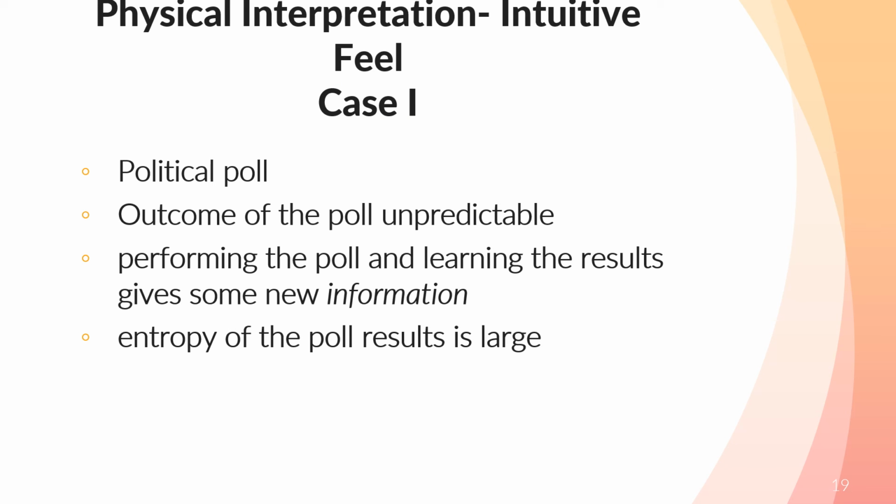Again, this mathematics can be understood by taking an example. Suppose we are taking a political poll. Obviously, the outcome of the poll is unpredictable, right? So performing the poll and learning the result gives some new information. Obviously, we are not aware of what the result will be. So the entropy of the poll results is large, and the average information content is large. This is the case when we are doing the political poll for the first time.